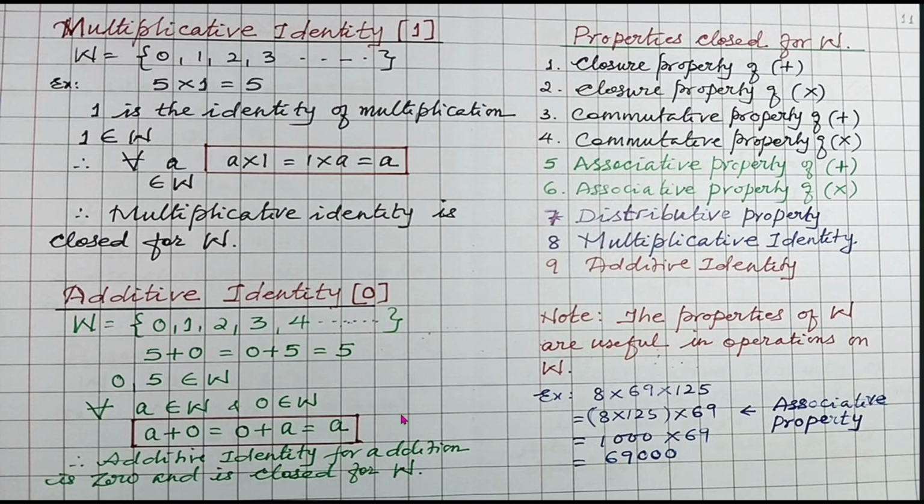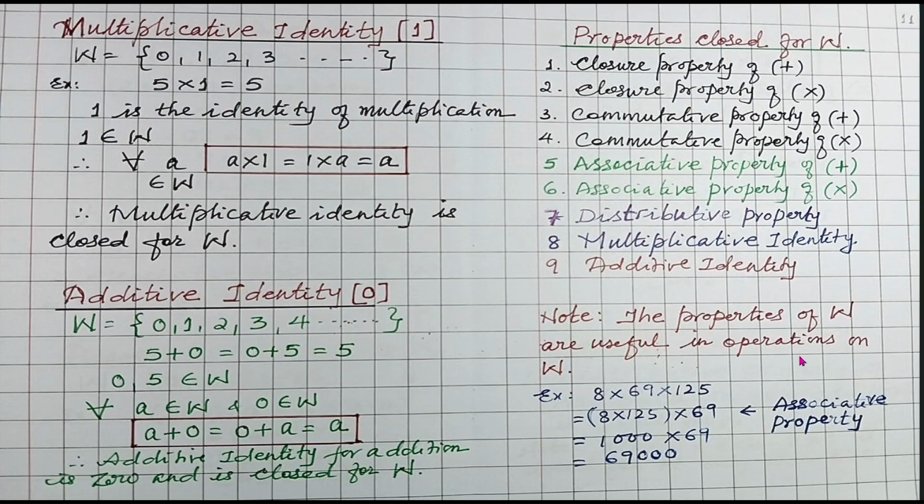Additive identity, that is 0, is present in the set of whole numbers, and therefore additive identity is closed for the set of whole numbers and definitely not for natural numbers, because 0 is not an element of the set of natural numbers. So please remember that. So in all, the properties which are closed for W are 9 of them.